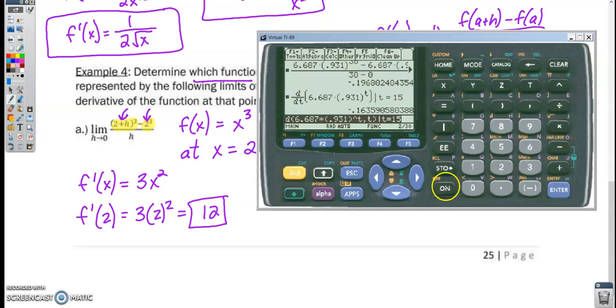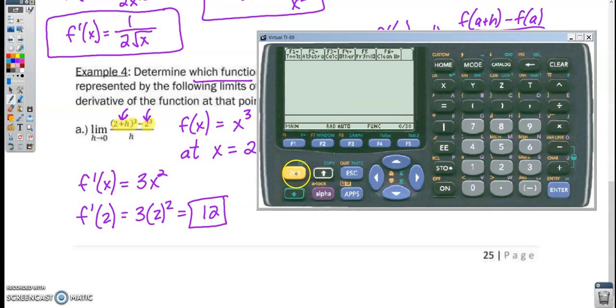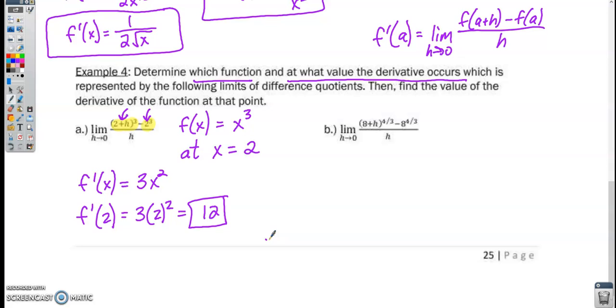I can go ahead and do a double check of what I did here. Take the derivative of x cubed with respect to x, evaluate it at x equals 2, and I get 12, confirming my answer. All right, let's look at part B.